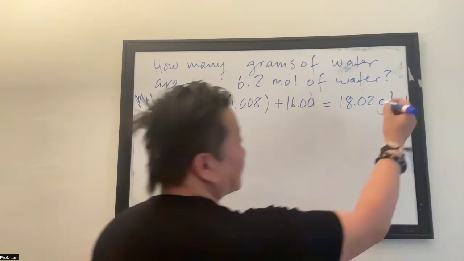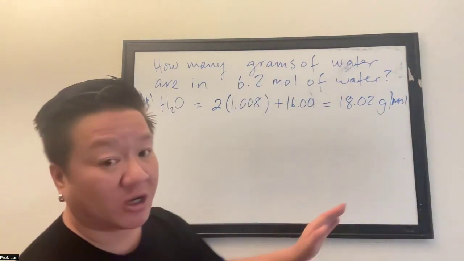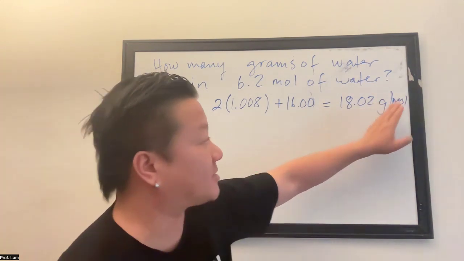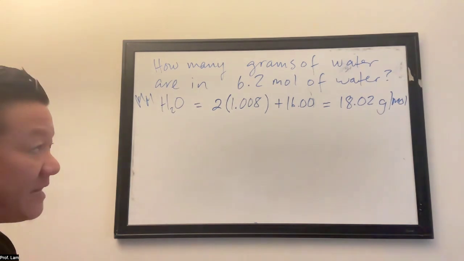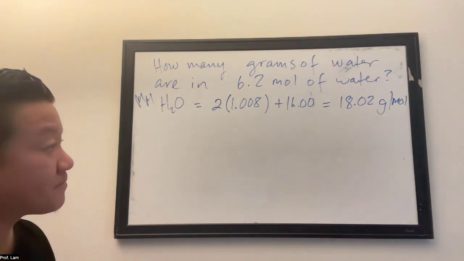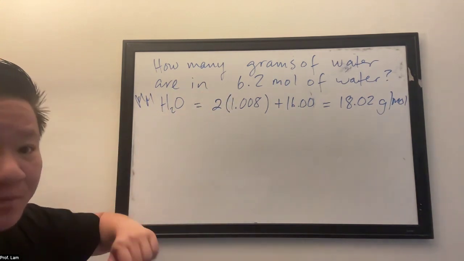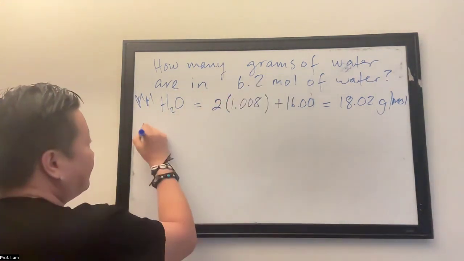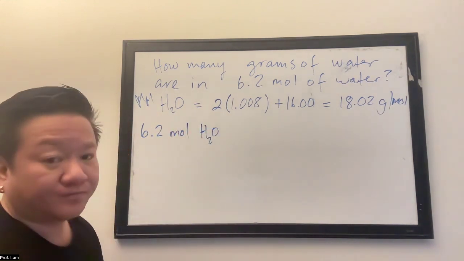Again, remember this slash is the same thing as the divide sign. So on one side, you have 18.02 grams, and on the other side, you have 1 mole. That's now your conversion factor. You're going to use that conversion factor to answer this question. Always start with what you're given, 6.2 moles of H2O.